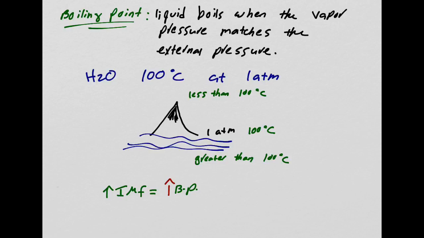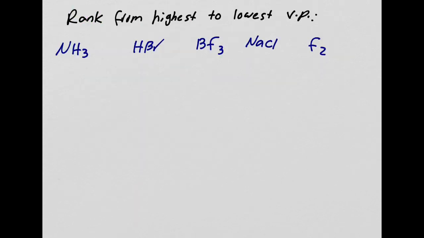Here is our practice problem: ranking from the highest to lowest vapor pressure. Now remember, vapor pressure, boiling point, all these properties have to do with intermolecular forces. So before we do it, we need to figure out what type of intermolecular forces they have, rank them based on the intermolecular forces, and then we'll go based on the vapor pressure. So let's figure out IMF first, okay?